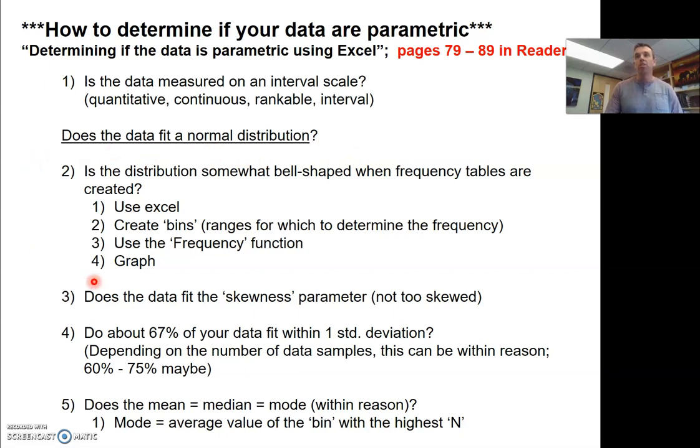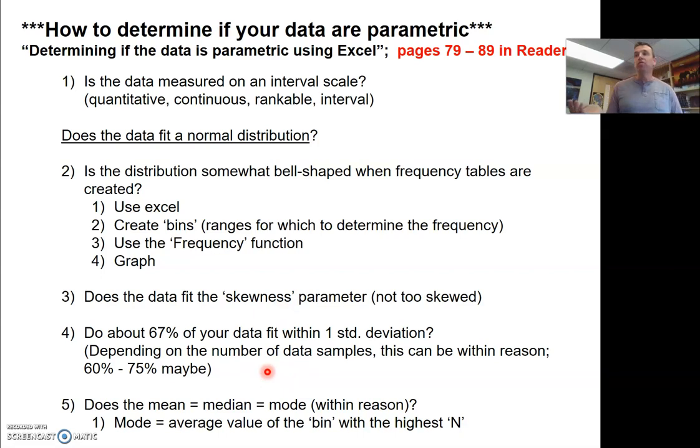And here are some parameters that we'll talk a little bit more about, but in order to fit a normal distribution, it has to basically have a bell-shaped curve. All right, so we'll learn how to determine if your data has a bell-shaped curve using Excel. One of the key things here, though, is to remember to create bins, and we'll talk more about that as well. We'll talk about the skewness parameter, so we can check this. Again, this is helping make sure that the data is also a normal distribution.